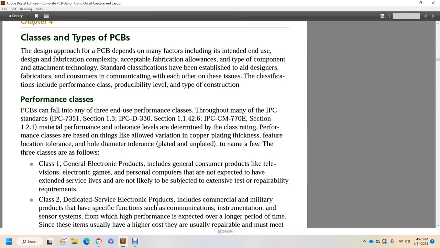Performance classes. PCBs can fall into any of three end-use performance classes throughout the IPC standards: IPC-7351, Section 1.3; IPC-D-330, Section 1.1.4.2.6; IPC-CM-770, Section 1.2.1. Material performance and tolerance level determine the class rating. Performance classes are based on things that allow variation: copper plating thickness, feature location tolerance, hole diameter, and tolerance on unplated holes. The three classes are as follows.